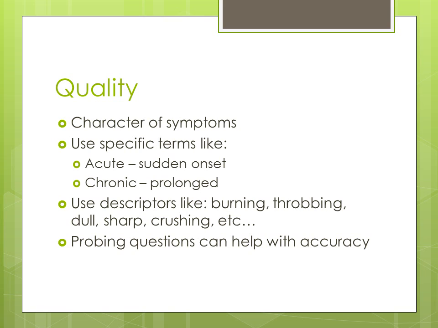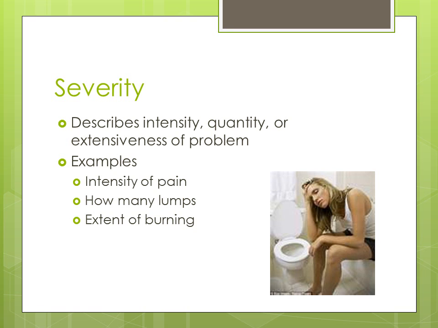Quality. Characteristic of symptoms. Use specific terms like acute, which is sudden onset, or chronic, which is prolonged. Use descriptors like burning, throbbing, dull, sharp, crushing, etc. Probing questions can help with accuracy. Severity. Describes intensity, quantity, or extensiveness of problem. Examples: intensity of pain, how many lumps, extent of burning.